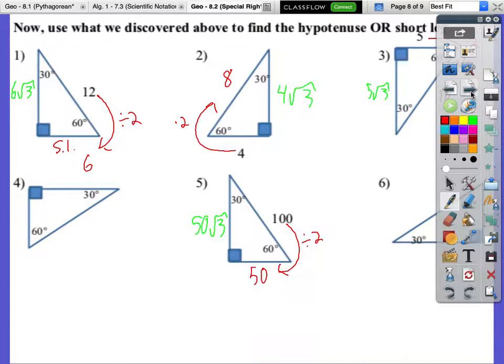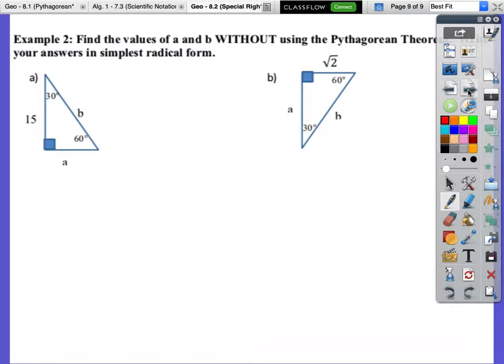So how would you do 4 and 6? You'd have to be given a length. I was going to go through and give us a length if we had time. We don't, so we're going to go down to the bottom where it says example 2. On example 2, can we find the value of a and b without using the Pythagorean theorem?